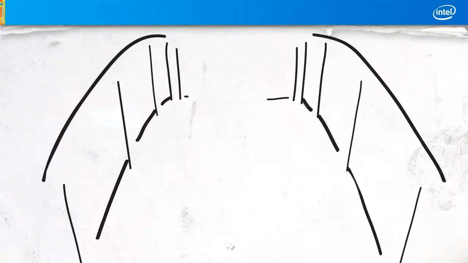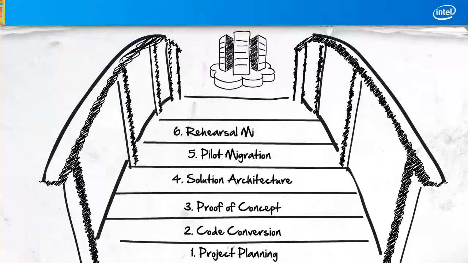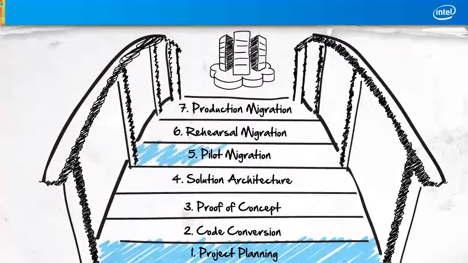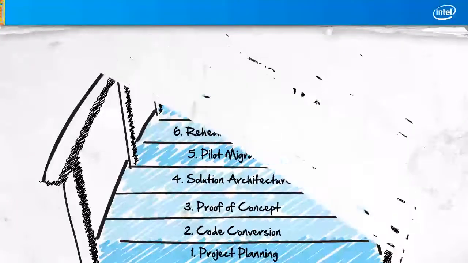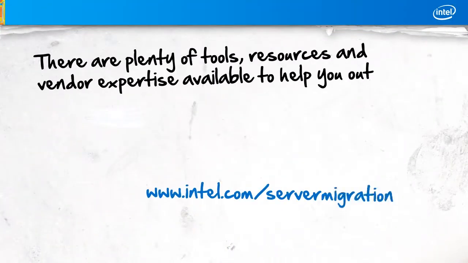Regardless of your environment, the migration process is similar, though the actual time and effort can vary quite a bit. Simpler projects may require as few as 3 steps in the overall process, while more complex projects require, well, more steps. Know that there are plenty of tools, resources, and vendor expertise available to help you out. And here's a helpful place to get started on the Intel website.